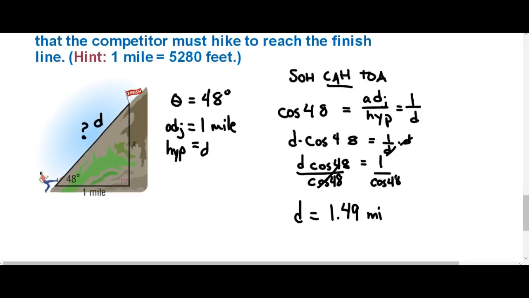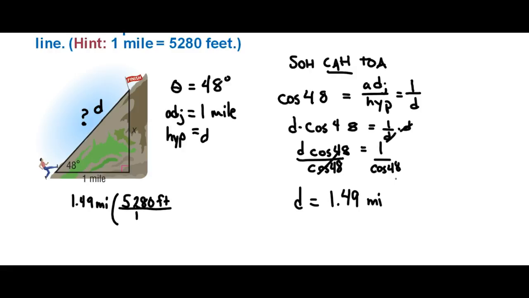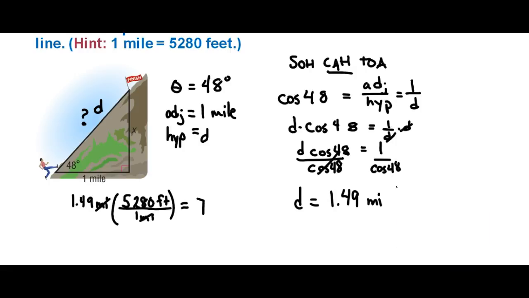hike. So to get miles into feet, we're going to take 1.49 miles, knowing that there are 5,280 feet in a mile. We'll write it like that, cross out the miles, and we get 1.49 times 5280, which gives us 7,867. So about 7,867 feet is how far that hiker must travel.